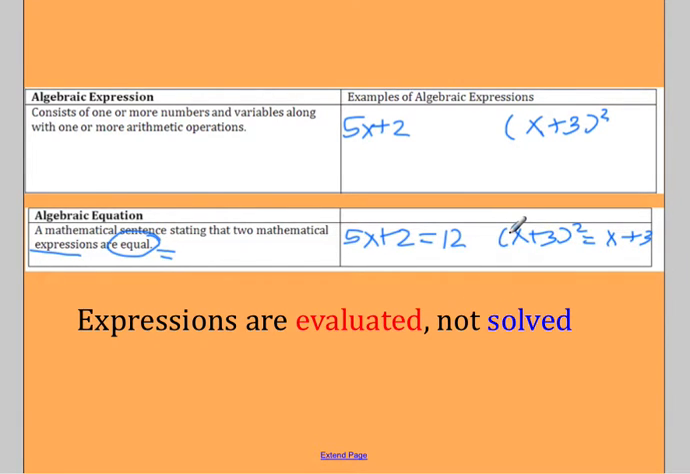Simple directions: for expressions, typically the directions say to evaluate. They are not solved because there is no equal sign. So expressions are evaluated, equations are solved.